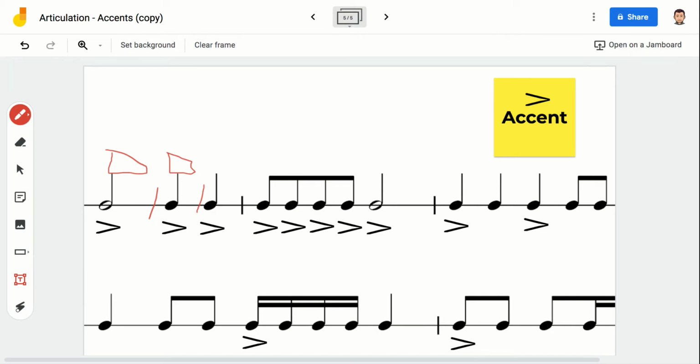I made up one extra note at the end. But you heard all those accents in a row, especially here. Especially here. Notice how I'm having to shorten the notes because I have to have space. So I make them a little shorter because every accent has to have space before it.